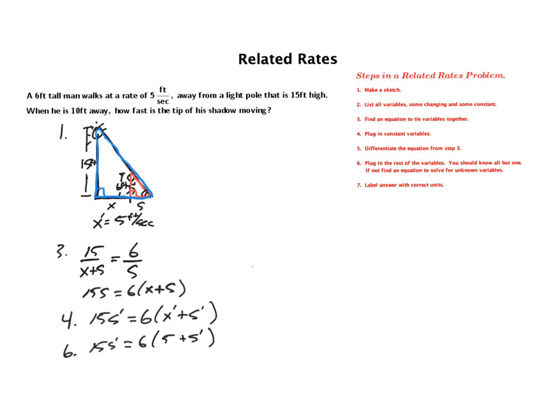If you go back to the problem, we're asking how fast is the tip of the shadow moving? Well, that's going to be the rate of change of s. So let's solve for s prime. And s prime comes out to be 10/3. The last step is to label with correct units. So 10/3 what? Well, it's the rate that the length is changing. So that's going to be feet per second. Our unit is feet, and our unit of time is seconds.